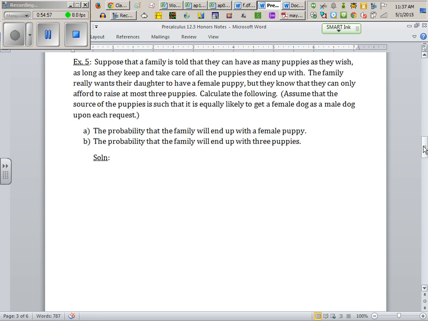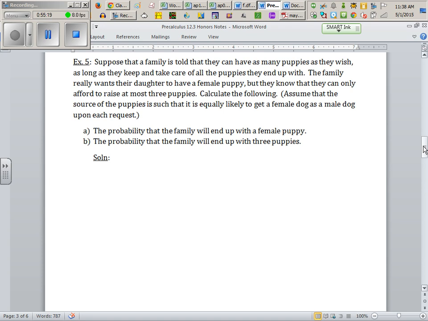You can't afford any more puppies. You promise to keep and take care of all these puppies. The daughter never got what she wanted, but you can't afford to raise 4 dogs. So you're done. Game over. No more puppies are ordered. Financial reasons. Okay? There are 2 questions being asked. The first one is, what is the probability the family will end up with a female puppy?